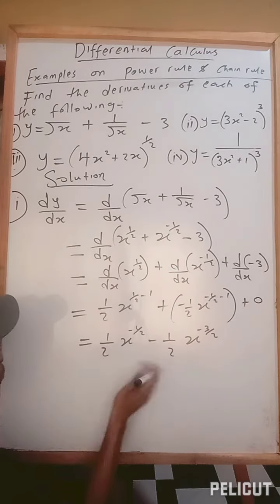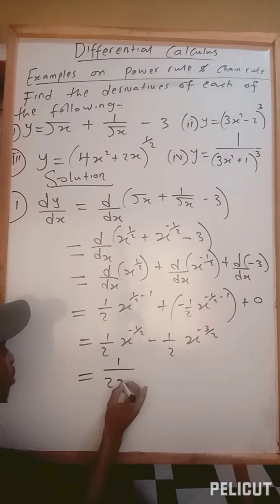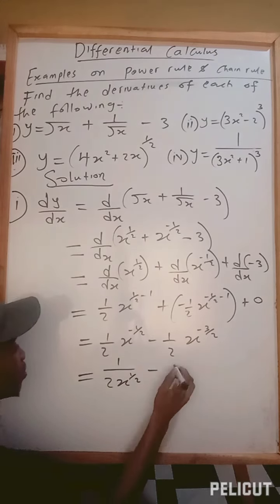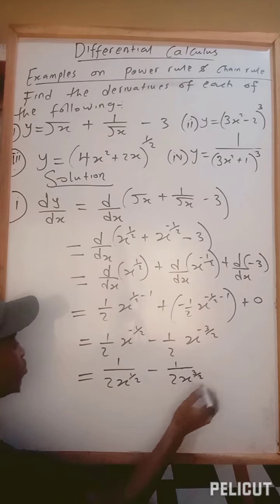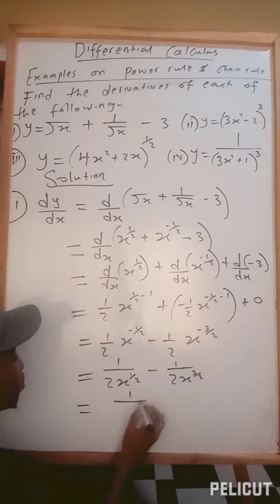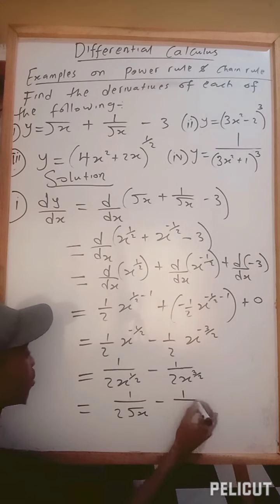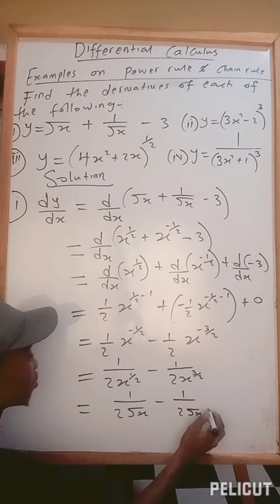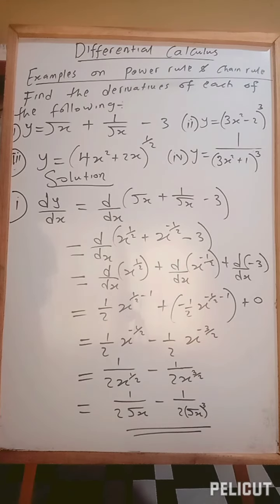Let's find the LCM. Basic. So this is going to be, from our law of indices, the same thing as 1 over 2 x raised to the power half, minus 1 over 2 x raised to the power 3 over 2. You can leave it this way, or you can take it as 1 over 2 root x minus, this is the same thing as, 1 over 2 root x cube. You can leave your answer either way.